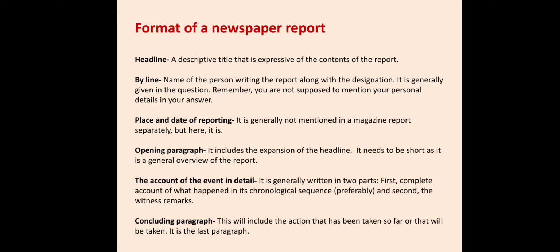Next is the account of the event in detail. It is generally written in two parts. First, complete account of what happened in its chronological sequence, preferably, and second, the witness remarks. So the body of the report should be divided into two parts. The first part will include the order, the sequence of the things that happen in that particular news, and the next paragraph will include the witness remarks, or the audience who are present over there, what are their remarks related with that particular news.